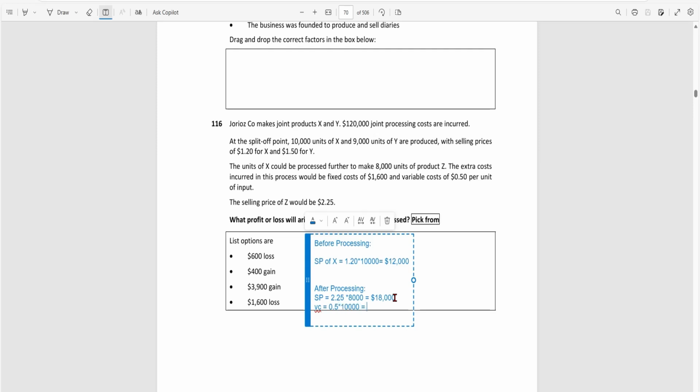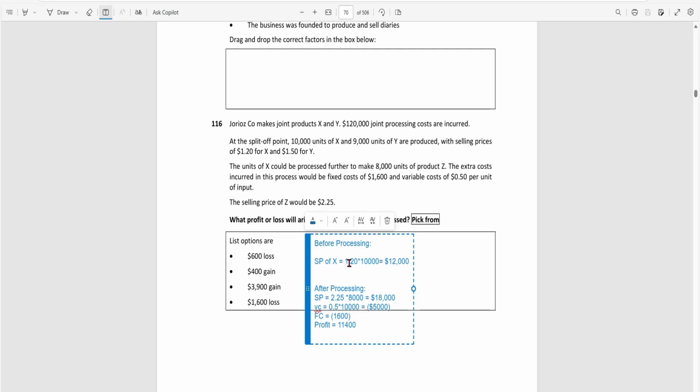This will give you the cost of 5,000 that we need to deduct from the selling price, and the additional cost we incurred if we process is the variable cost, and this is particularly in relation to this processing. So the profit we will earn here, the net profit, will be 11,400.